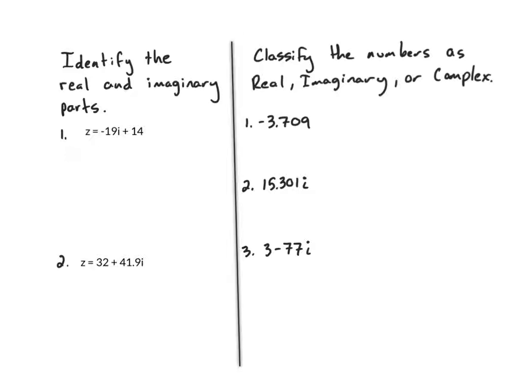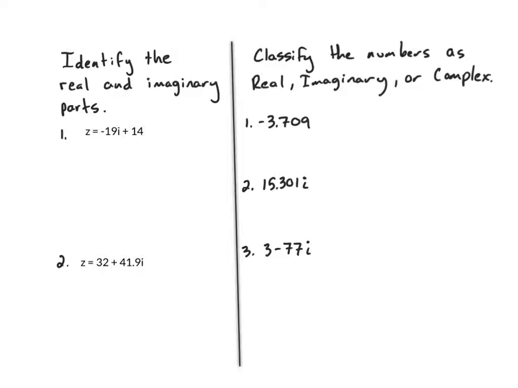All right, today we're going to continue talking about real, imaginary, and complex numbers. So in the left-hand column, numbers 1 and 2, we're going to just identify what's the real part and what's the imaginary part. Okay, so it should be fairly simple. So in number 1, we have z equals negative 19i plus 14. So on the right-hand side of the equation, negative 19i plus 14, what's the real part, what's the imaginary part?